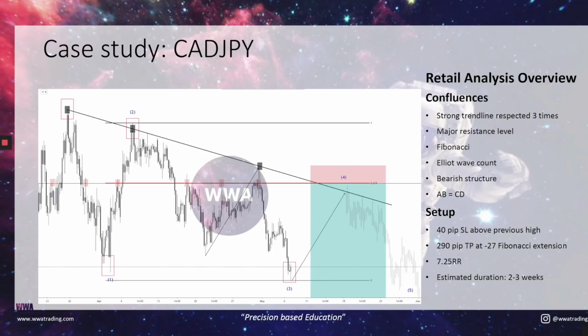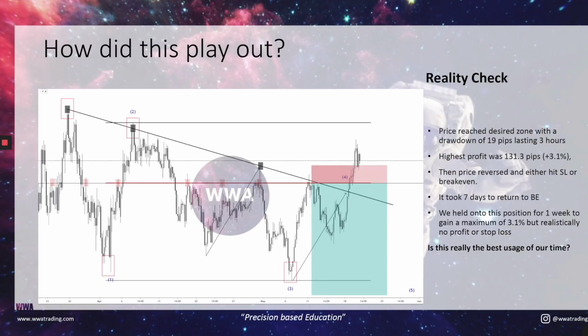Let's see how this plays out. So we can see this actually went on to hit stop loss. Even though we had so many areas of confluence, even though we had a strong resistance level, we had a trend line, we had our Fibonacci, we had a wave count, in the end, it would have either been a break-even trade or a stop loss. Price did come into a little bit of profit, and it took 7 days to return to break even or stop loss, depending on how you manage your trades.